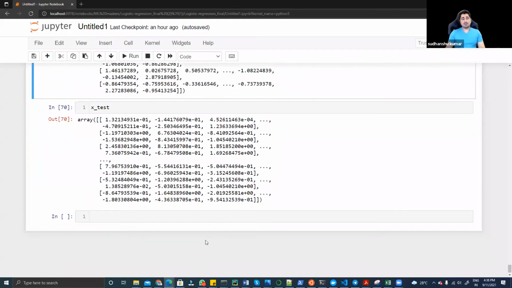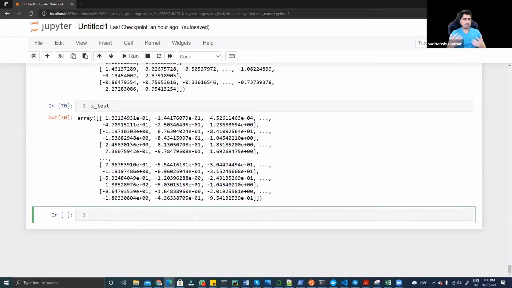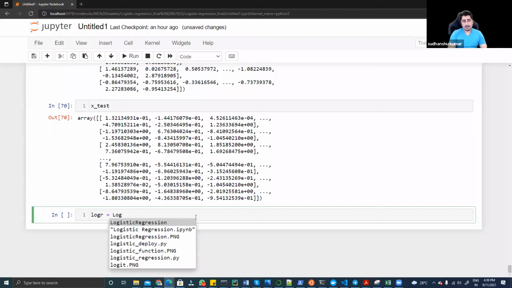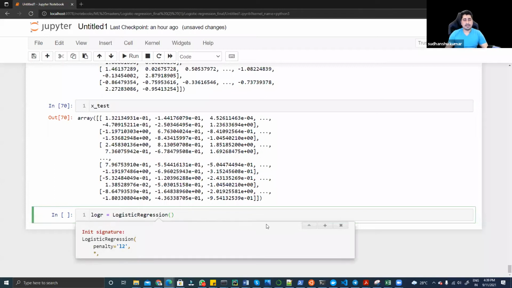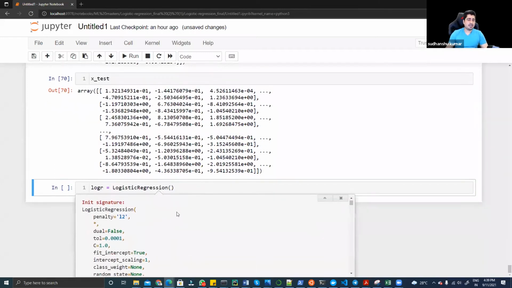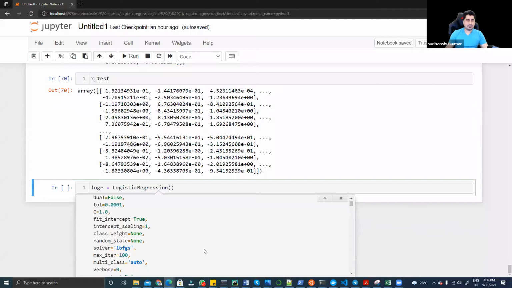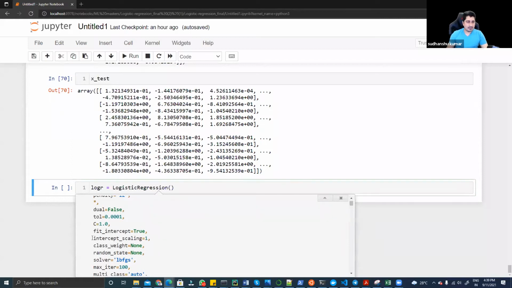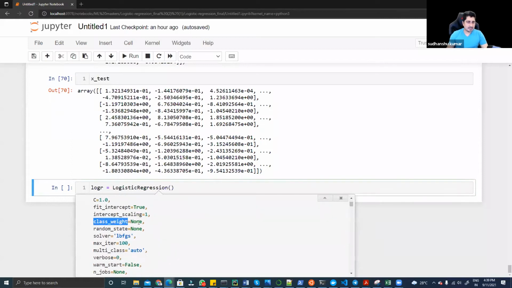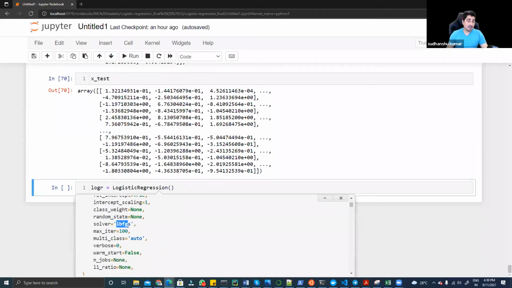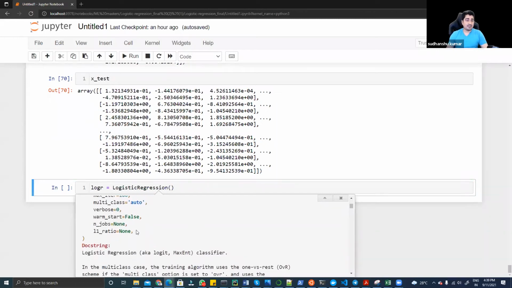X-train and X-test, we are able to split it for my initial model building. And let's suppose I'm going to build a logistic regression model, LOGR. Now logistic regression, I'm just going to call it, and here you will be able to find multiple parameters: penalty, dual, tol, C equal to 1, fit intercept, intercept scaling, class weight. And the solver is LBFGS that we are going to use.